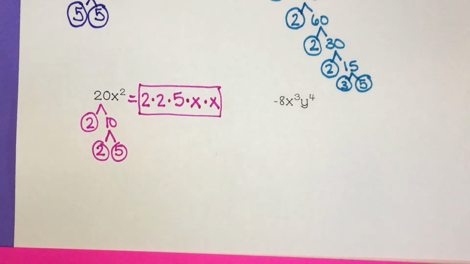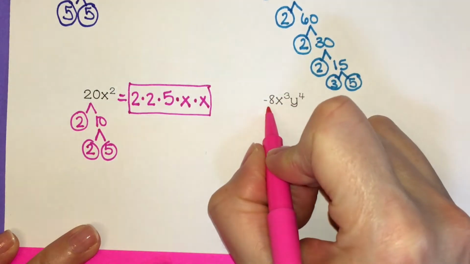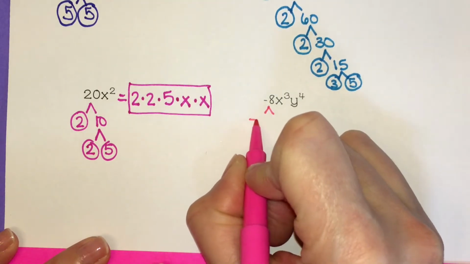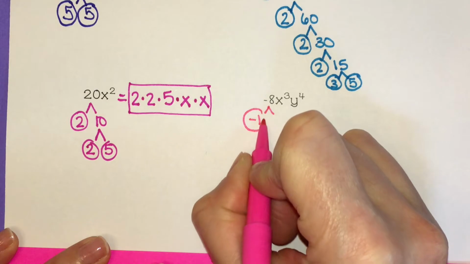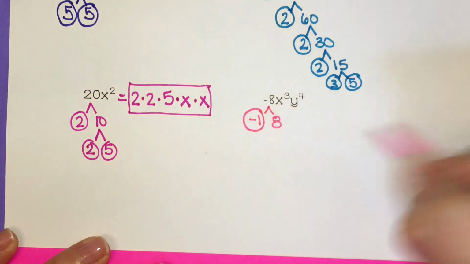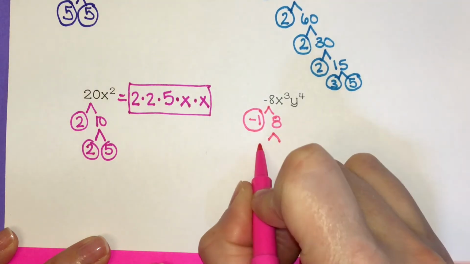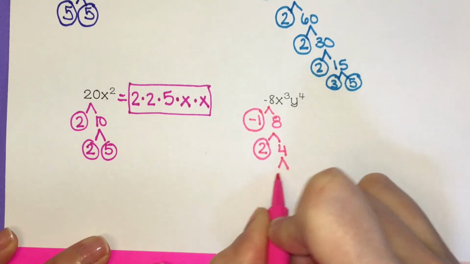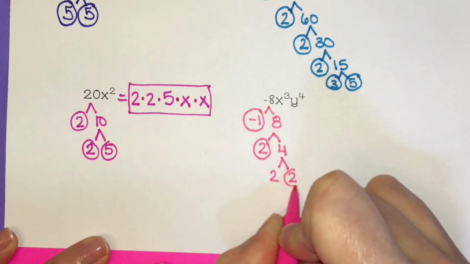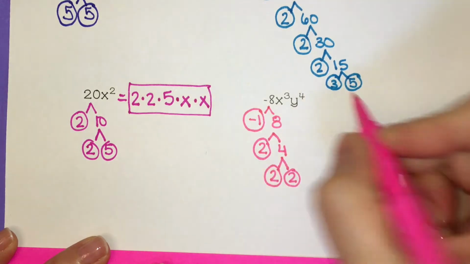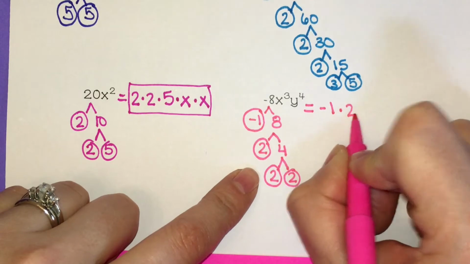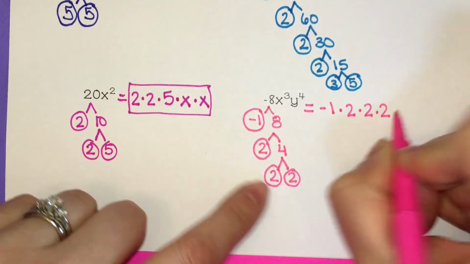Right, let's try one more where we just have a couple more variables. Again, I'm going to start with my number in front. Because it's negative, I want to factor out negative 1. Negative 1 times 8 gives me negative 8. 8 breaks down to 2 times 4. And 4 breaks down to 2 times 2. Okay, so this gives me negative 1 times 2 times 2 times 2.